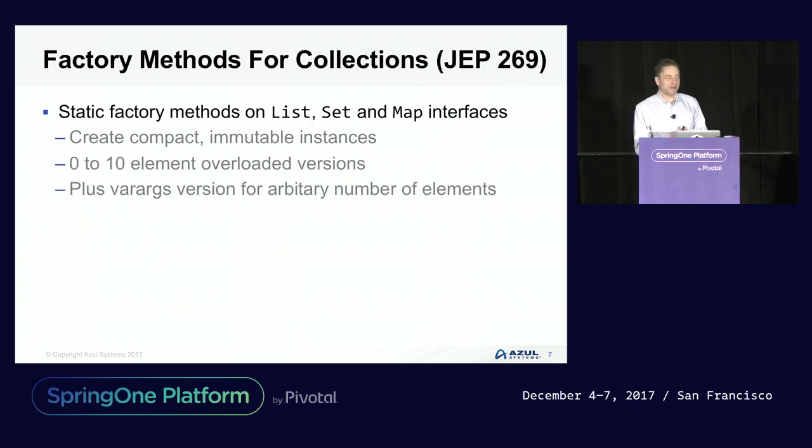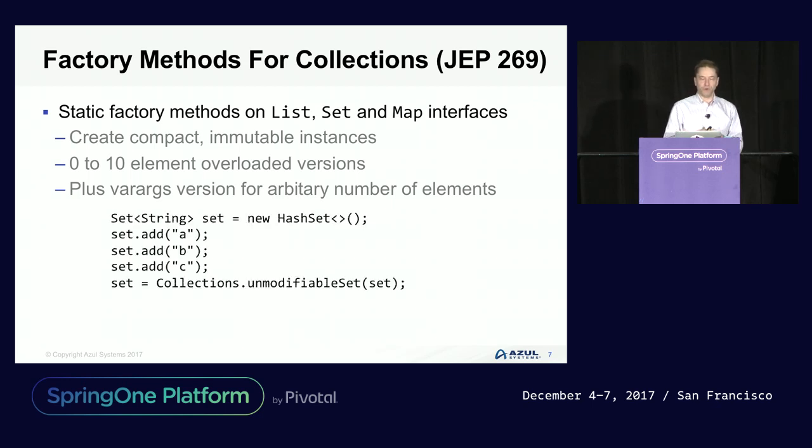Moving on from modularity, what other significant features do we have? Well, we've got factory methods for collections. As I said, we no longer have to have our own list class or our own set class. So there are three interfaces that define collections: list, set, and map. If we want to create a small set, for example, and we want to populate it with some values, the amount of code we have to write is more complicated than it really needs to be.